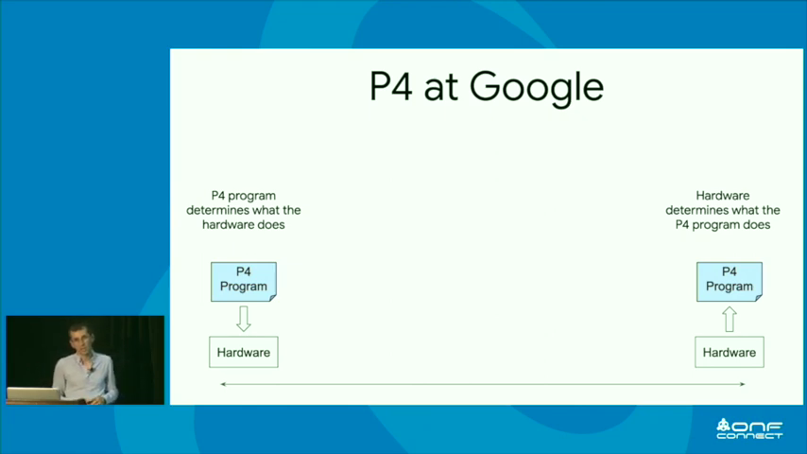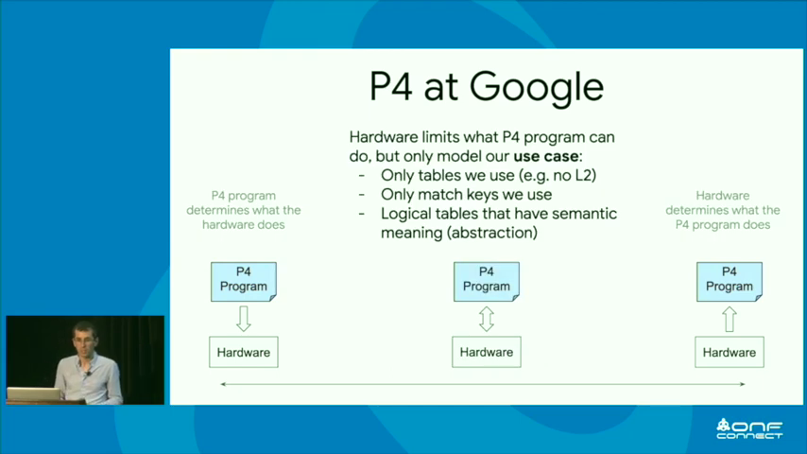And when we started looking at P4 at Google, what we decided is to go with an approach in the middle. We still have a lot of fixed function switches, so the kind of P4 programs we can write are obviously going to be limited by what the hardware provides. But we don't just want to fully describe the hardware that we have, but instead we want to model the use cases that we actually have at Google, and not describe, for instance, tables that we're not going to use. So in certain roles of our switches, there's basically no L2 routing, and so there's no need for our P4 programs to mention L2 routing at all, even though the switch technically has the capability of doing that.